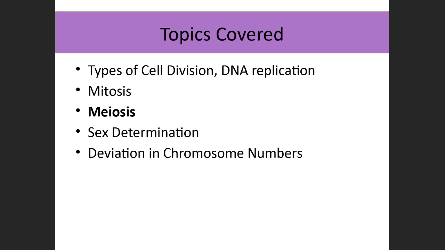Okay, so that finishes our discussion of mitosis. And remember, when we're talking about mitosis, we are talking about diploid cells. You go from 2 copies of every chromosome, you replicate, you divide, and you end with 2 copies of every chromosome.